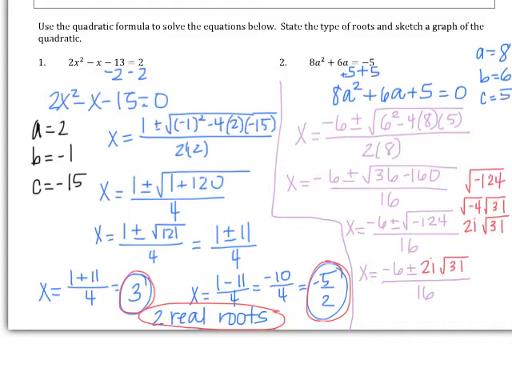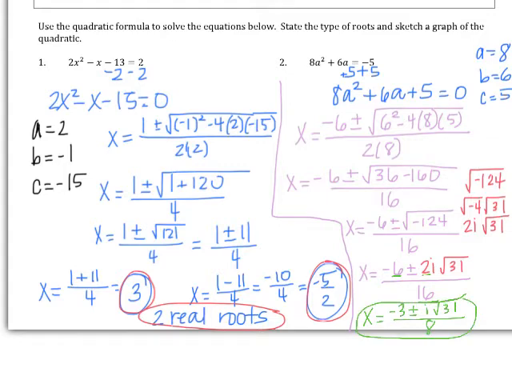Since I can divide negative 6, 2, and 16 all by 2, I should do that. But I have to look for something that comes out of all 3 of them, since both of those numbers are being divided by 16. So then we should get a final answer of x equals negative 3 plus or minus i times the square root of 31 divided by 8. So that's our final answer.